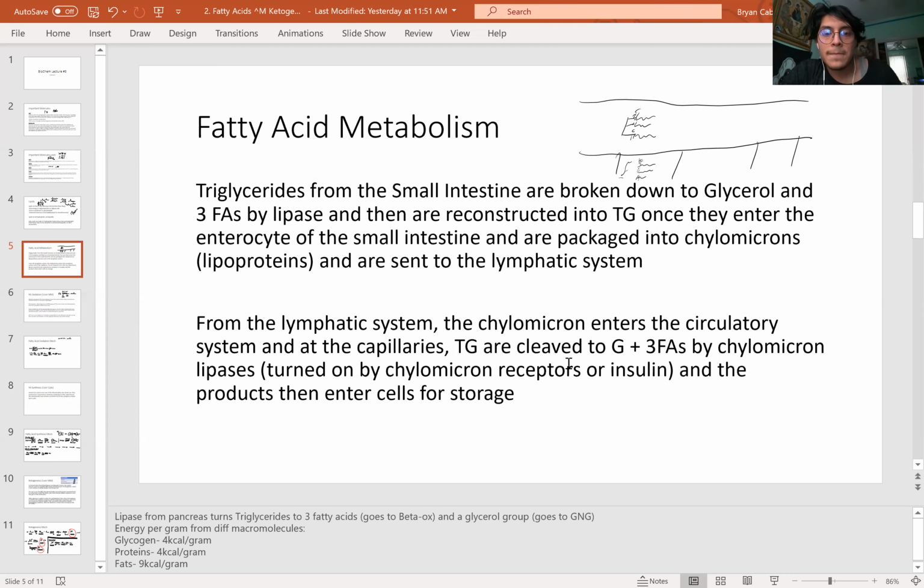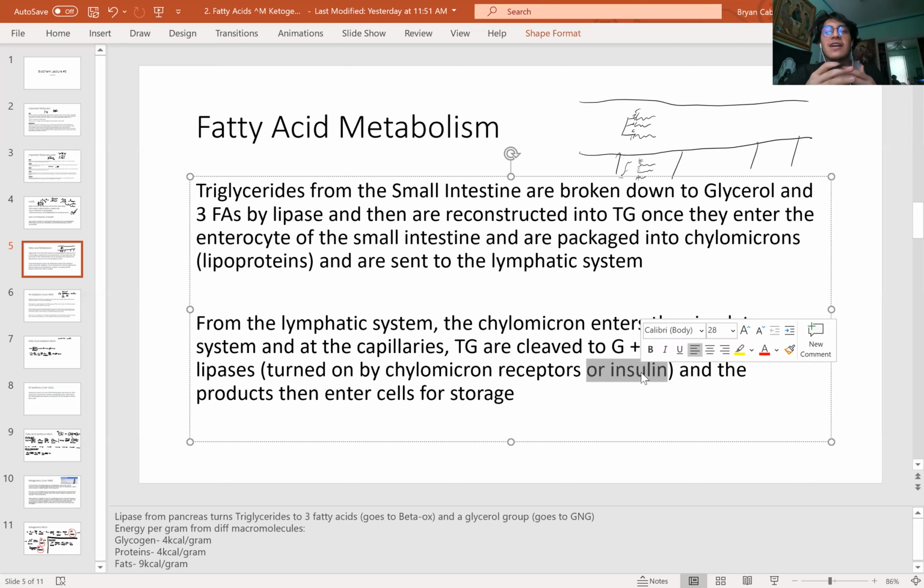All right, so triglycerides are cleaved back into these by chylomicron lipase, turned on by the chylomicron receptors or insulin, and sorry, I said glucagon. I meant insulin, like the storage of the triglycerides into the cells. Yeah, the glucagon would be more about breaking it down and sending it to the liver so it can be beta oxidized. Beta oxidation and fatty acid synthesis all occur in the liver.